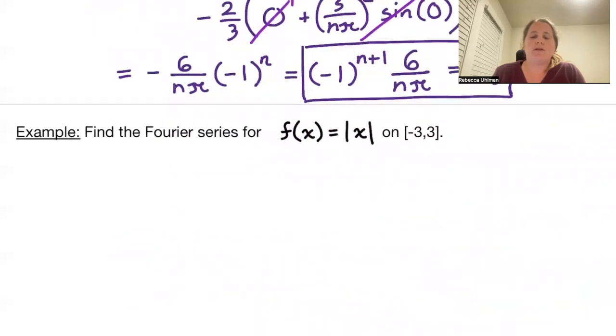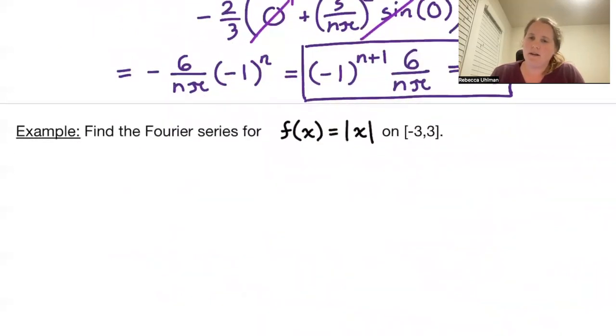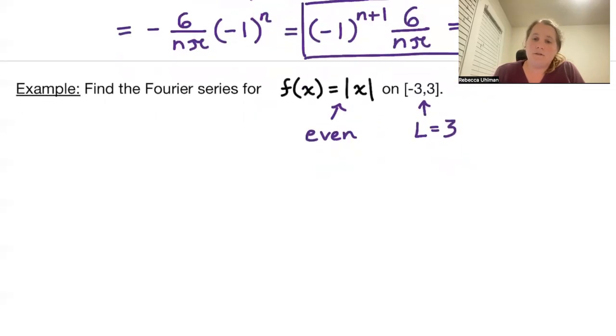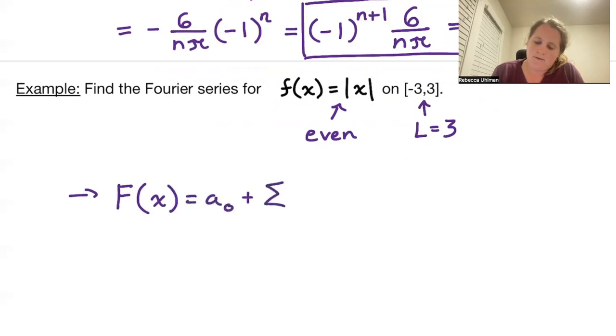Next, we'll go ahead and find the Fourier series for f of x as the absolute value of x on negative 3, 3. So here, we are looking at an even function. Absolute value of x is symmetric about the y-axis. And then our L is again equal to 3. Since we are dealing with an even function, we know that our Fourier series is capital F of x is equal to a naught plus the sum from n equals 1 to infinity of a sub n times cosine n pi over, in this case, 3 x.